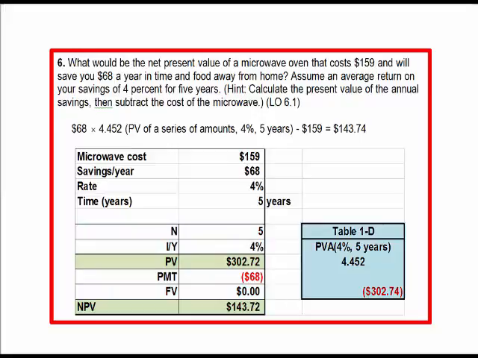To find that present value in the tables, Table 1D, present value of an annuity for 4% at 5 years, 4.452 times the 68.